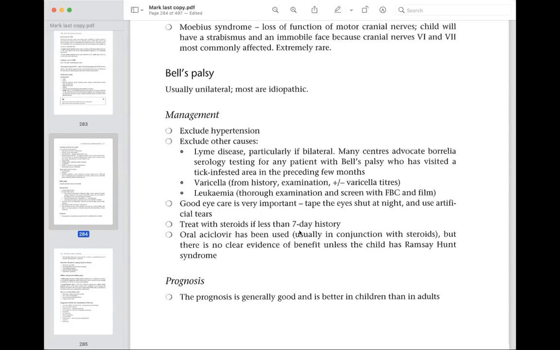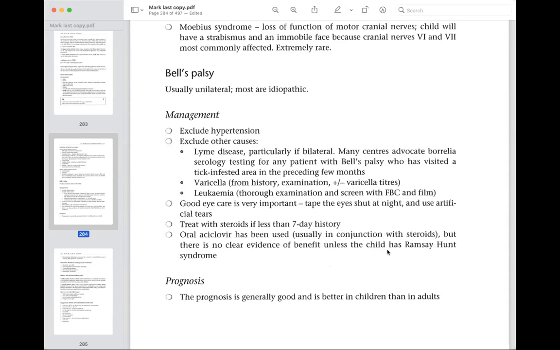Treat with steroids if less than 7-day history. You will give steroids if less than 7-day history. Oral acyclovir has usually been used in conjunction with steroids, but there is no clear evidence of benefit unless the child has Ramsay-Hunt syndrome. So you can add oral acyclovir, but they are saying it has no clear evidence unless, by your examination or by doing varicella titers, you are sure that it is Ramsay-Hunt syndrome.